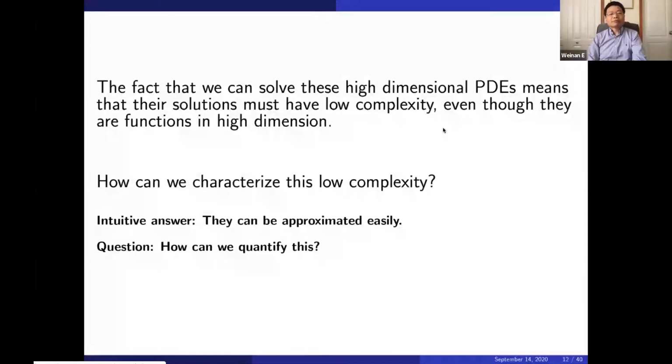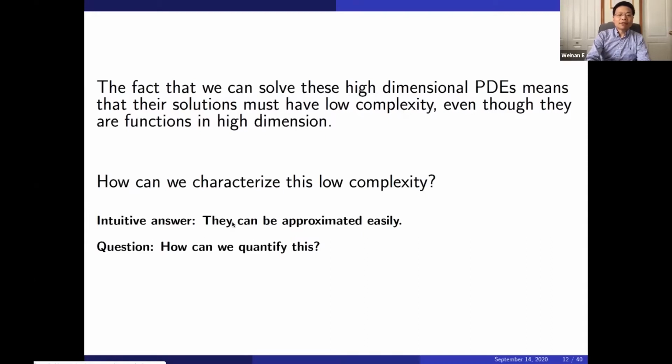So the fact that these very high dimensional PDEs can be solved means that their solutions cannot be very complicated. These are functions of, you know, 100,000 dimensions, so they cannot be very complicated. They must have low complexity. So how do we characterize this low complexity? This is the first question I want to discuss.